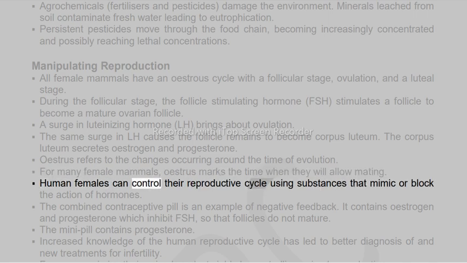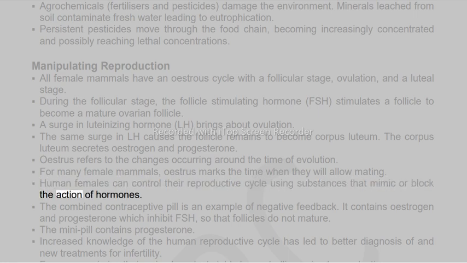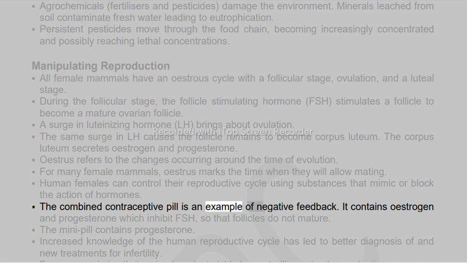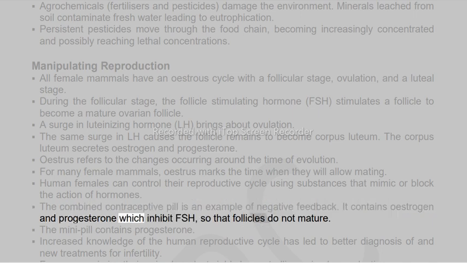Human females can control their reproductive cycle using substances that mimic or block the action of hormones. The combined contraceptive pill is an example of negative feedback. It contains estrogen and progesterone which inhibit FSH so that follicles do not mature. The mini pill contains progesterone.